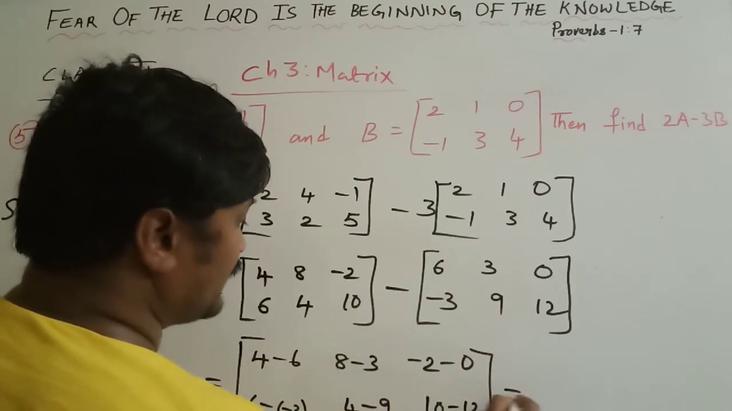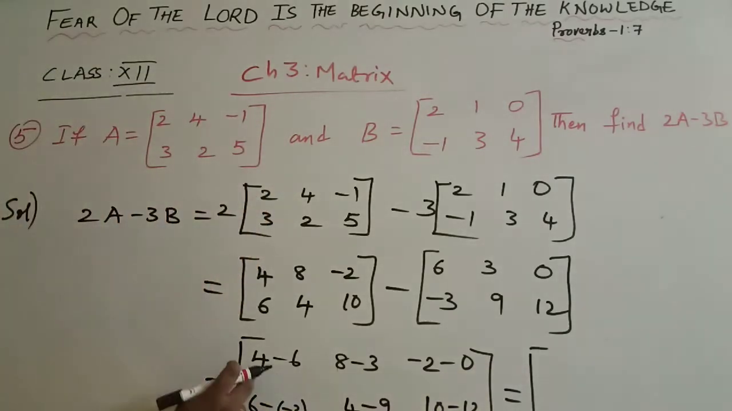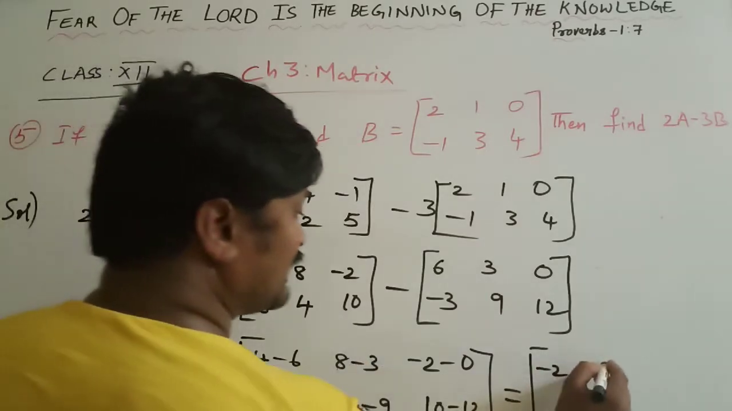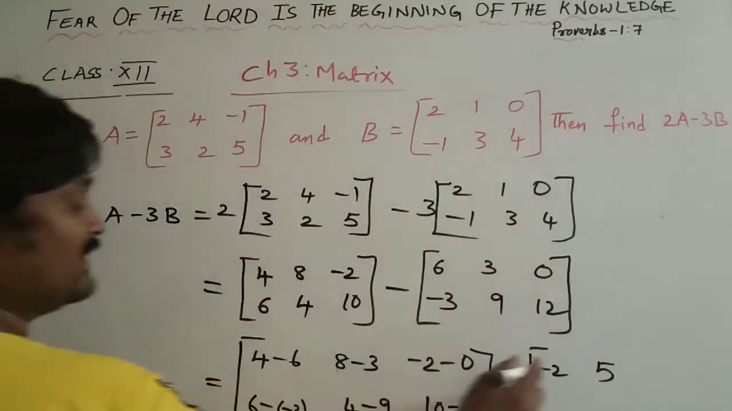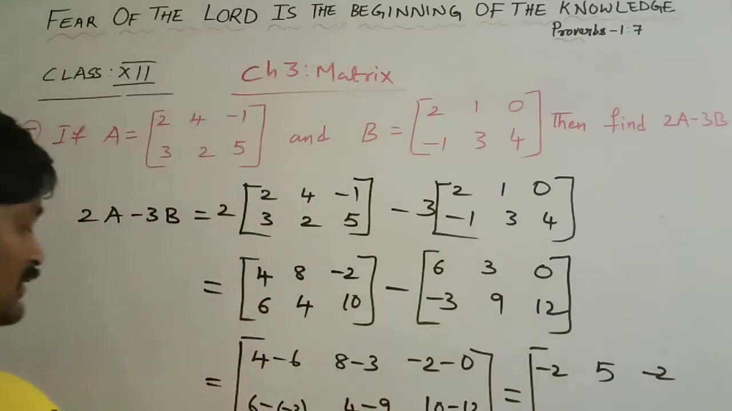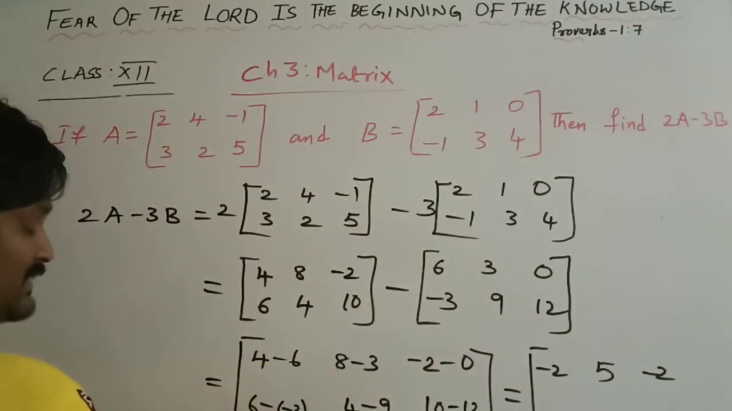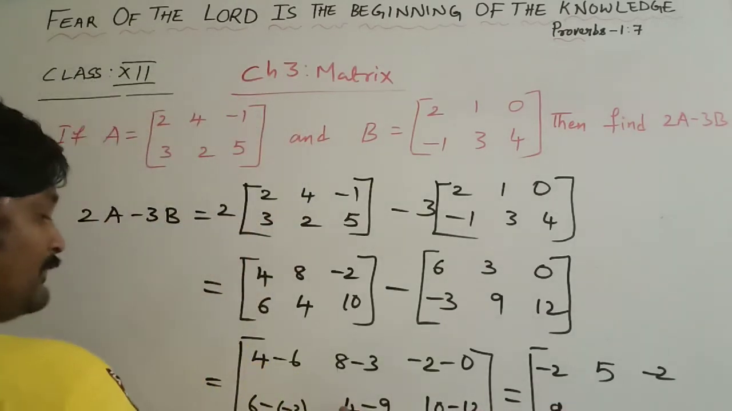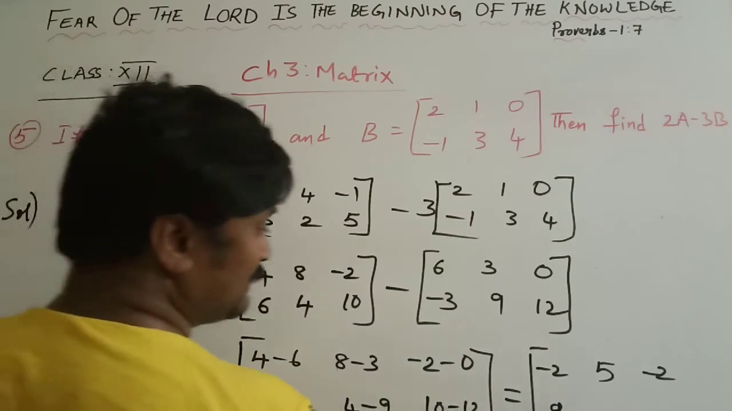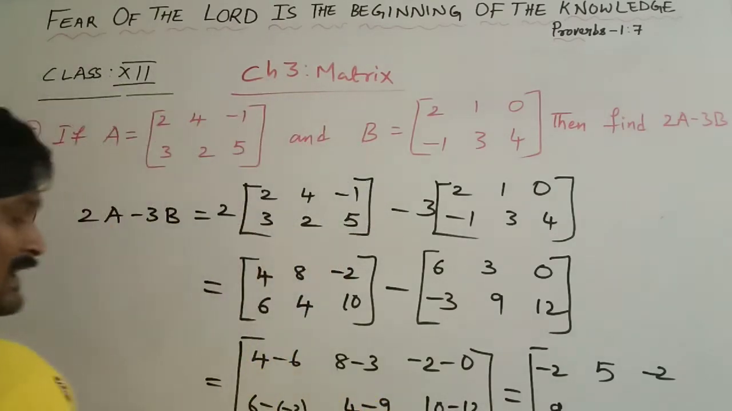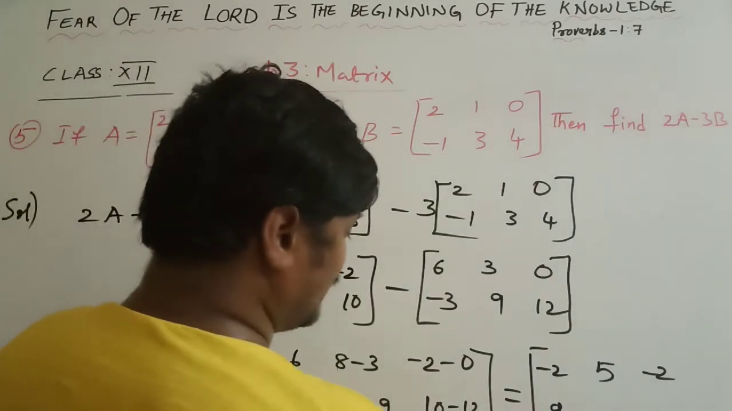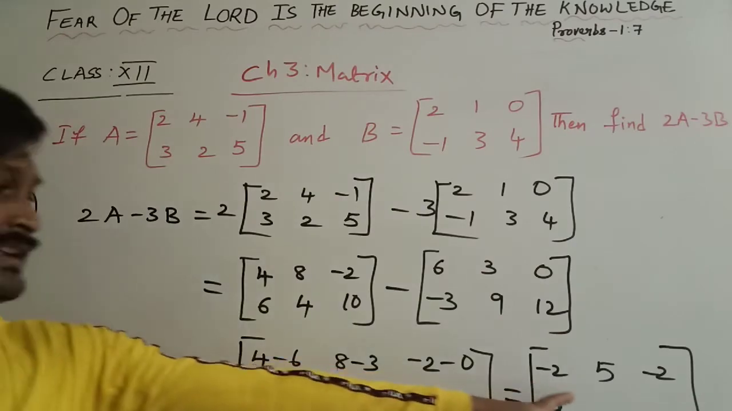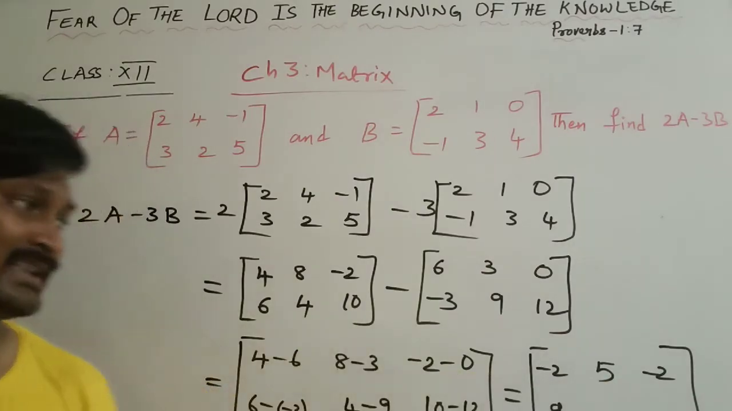So what you get as the answer: 4 minus 6 is minus 2, 8 minus 3 is 5, minus 2 minus 0 is minus 2, 6 minus of minus 3 is plus 3, 6 plus 3 is 9, 4 minus 9 is minus 5, and 10 minus 12 is minus 2. So at last your answer is minus 2, 5, minus 2, 9, minus 5, minus 2.